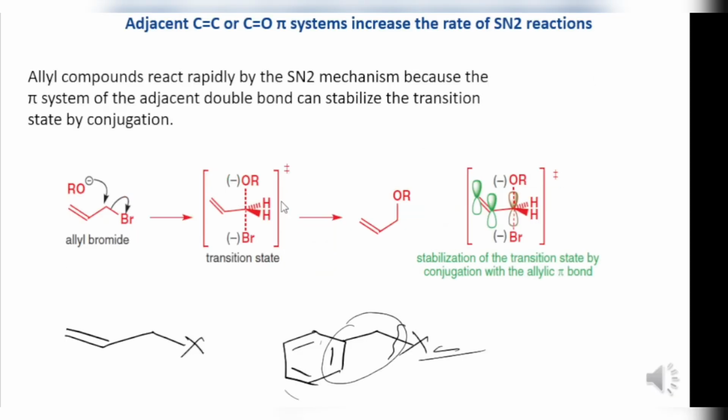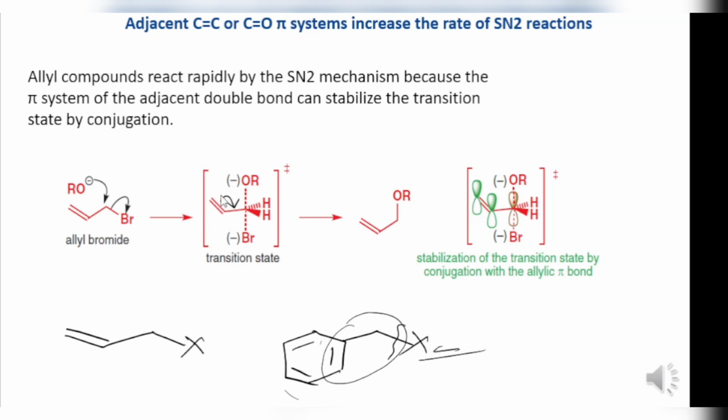What will happen if carbon is electron deficient? Here this carbon is electron deficient, correct? Suppose a pi system is attached, then what will happen? By resonance it will help like this, or an adjacent lone pair can also act, or a plus I effect, it will increase the rate of reaction.